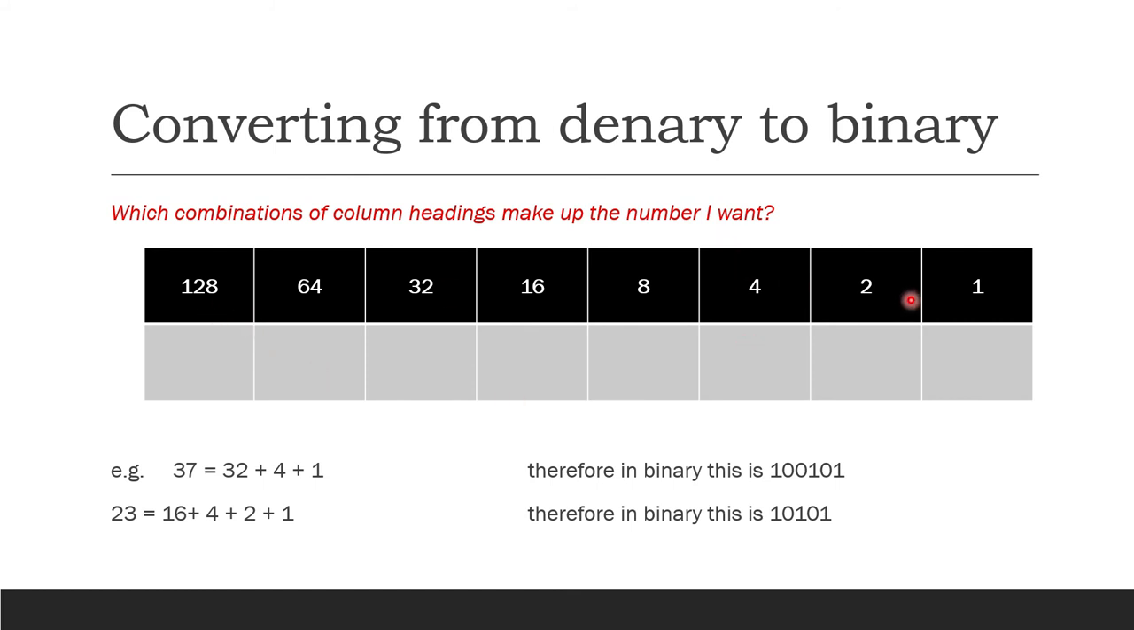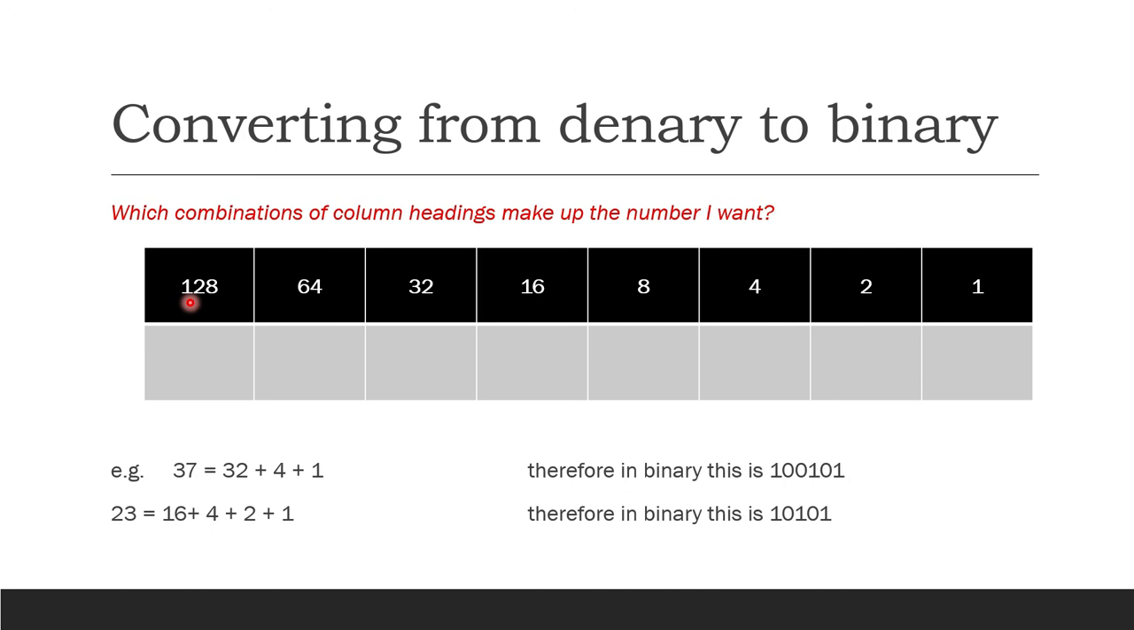So the column headings, 1, 2, 4, 8, 16, 32, 64, 128, they just double. We always start on the right-hand side. The digit on the right-hand side of any number is called the least significant digit, so it's the smallest. The digit on the left-hand side, the 128 in this case, is the most significant digit.